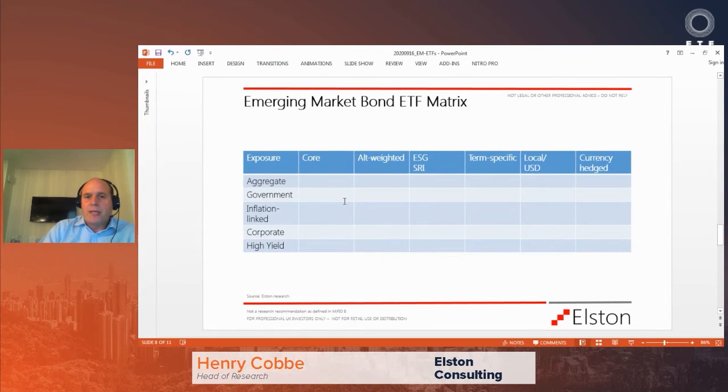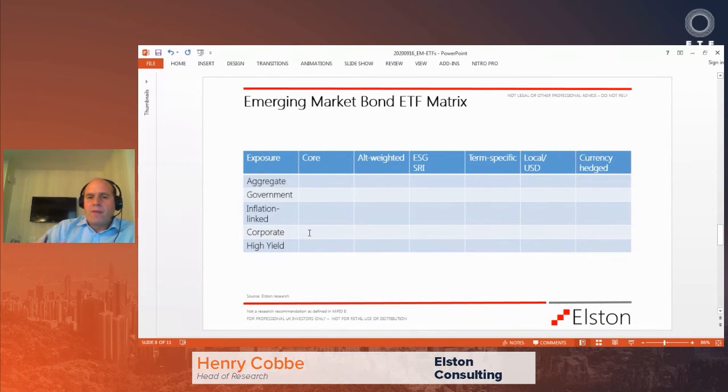On the bond ETF matrix, again, we break it up into different categories. So the exposures we have basically by credit quality: aggregate, which is government and corporate, government inflation-linked, corporate, and high yield. So that's your basic differentiation. And most of the product build and most of the assets at present is in those core government and corporate exposures. And that's dominated by the big players.